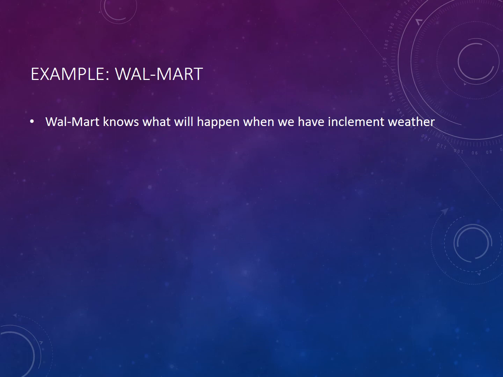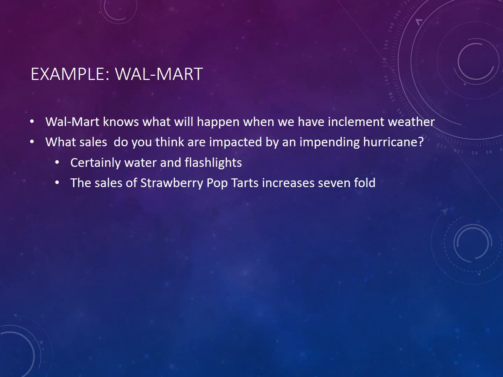Just as an example, let's look at Walmart. Good old Walmart. Walmart knows what will happen when we have inclement weather, such as a hurricane, unfortunately for those people in Houston right now, as I'm recording this. So what sales do you think are impacted by an impending hurricane? Certainly people go out and buy water and flashlights just in case the power goes off and the water goes off. And strawberry Pop-Tarts increase sevenfold.